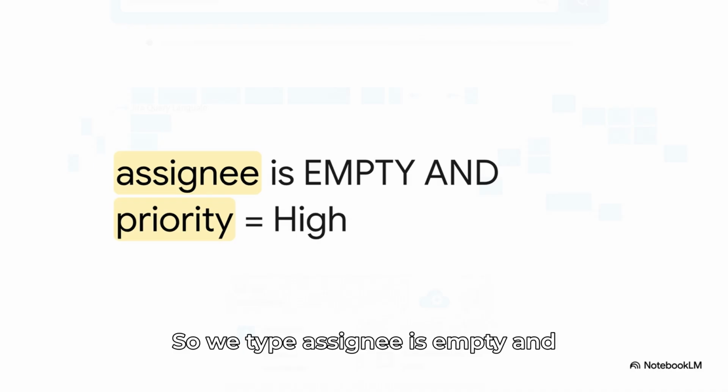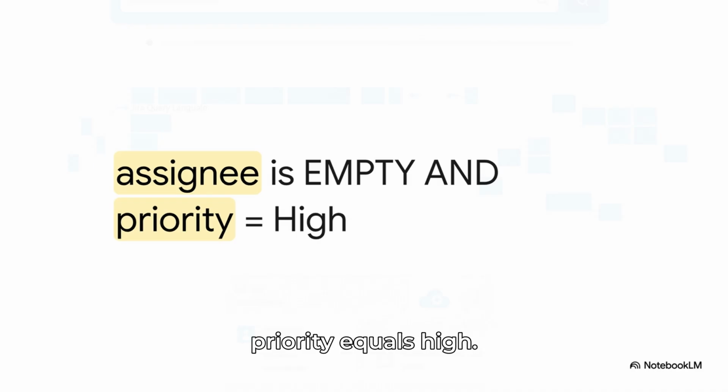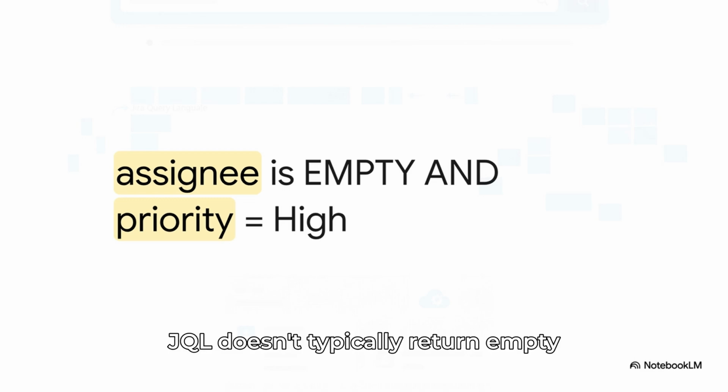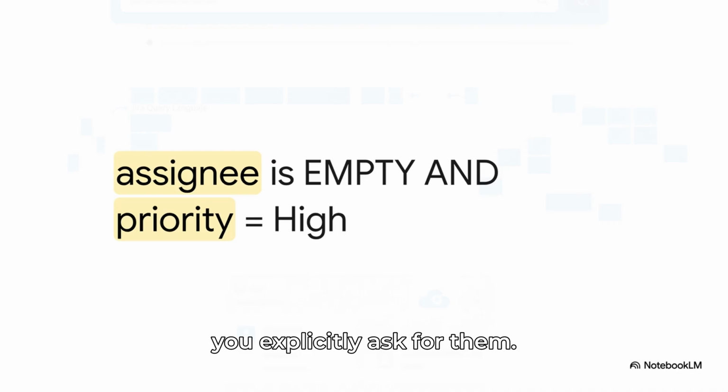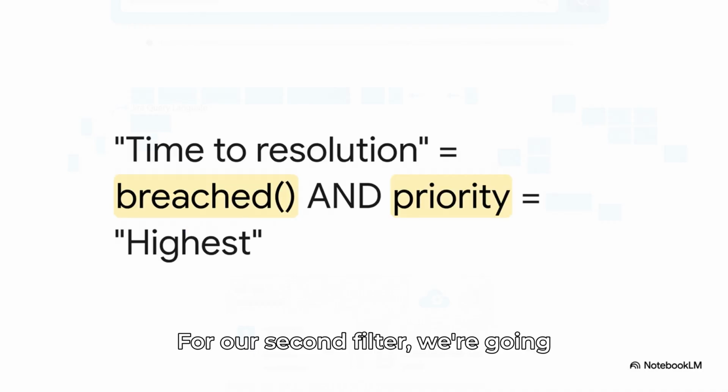So we type assignee is empty and priority equals high. There's a really important quirk here, by the way. JQL doesn't typically return empty fields in regular searches unless you explicitly ask for them. So using is empty is absolutely vital. This ensures critical issues don't just sit unnoticed in the backlog, while everyone assumes someone else is handling them. For our second filter, we're going to tackle your service level agreements.